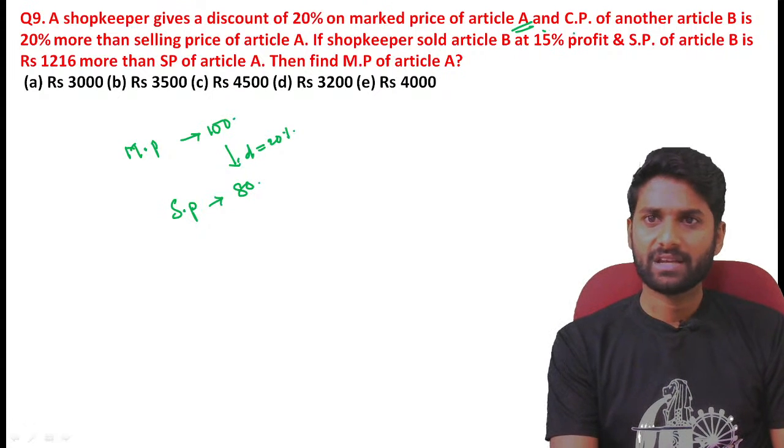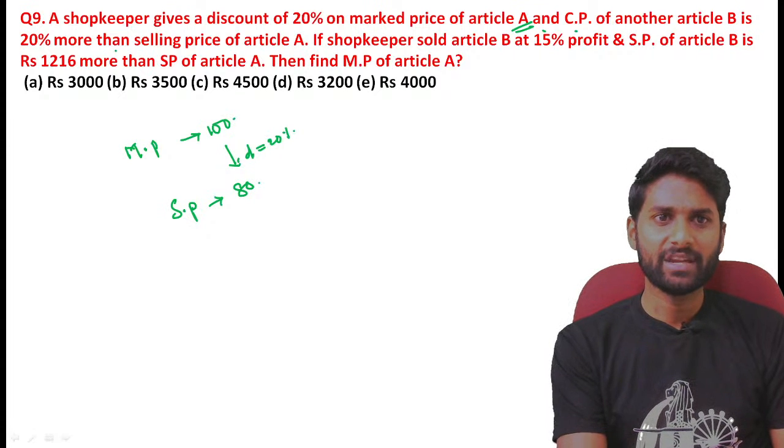Next article. So this is article A. Then the cost price of another article B is 20% more than this.